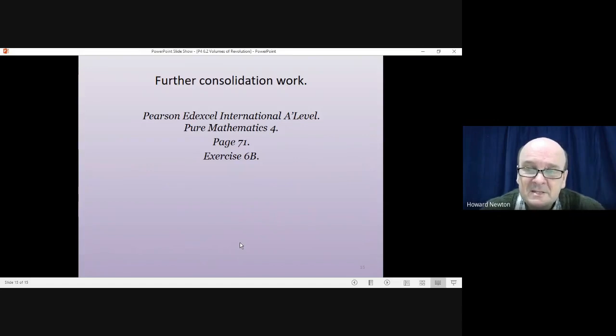Okay, that gets us to the end of this lesson. If you've got the textbook, then turn to page 71 and have a go at exercise 6b.